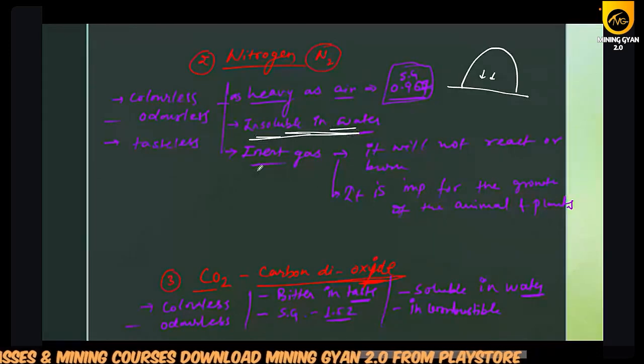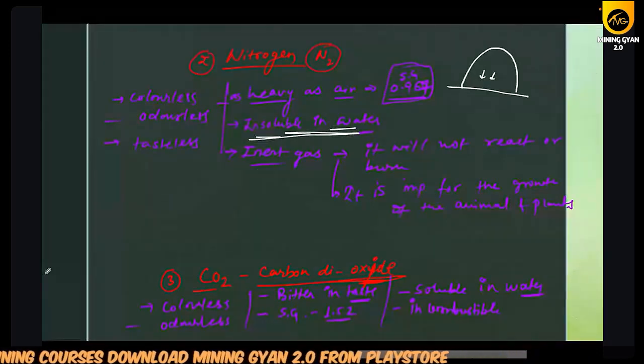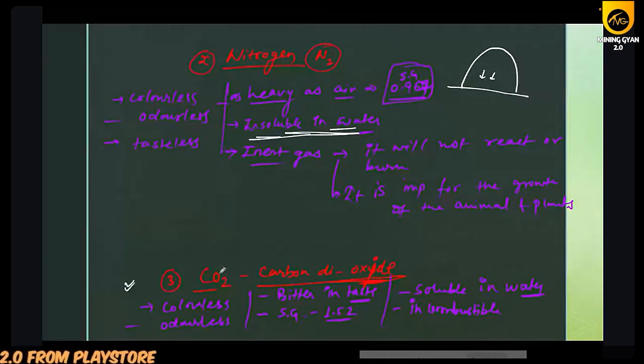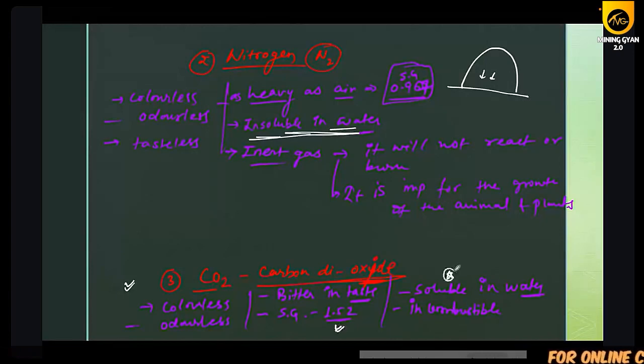Then we have seen carbon dioxide. Carbon dioxide is colorless, odorless, but it has a bitter taste. The specific gravity is 1.52. That means it is heavier than air, and it is soluble in water. So please remember that one.